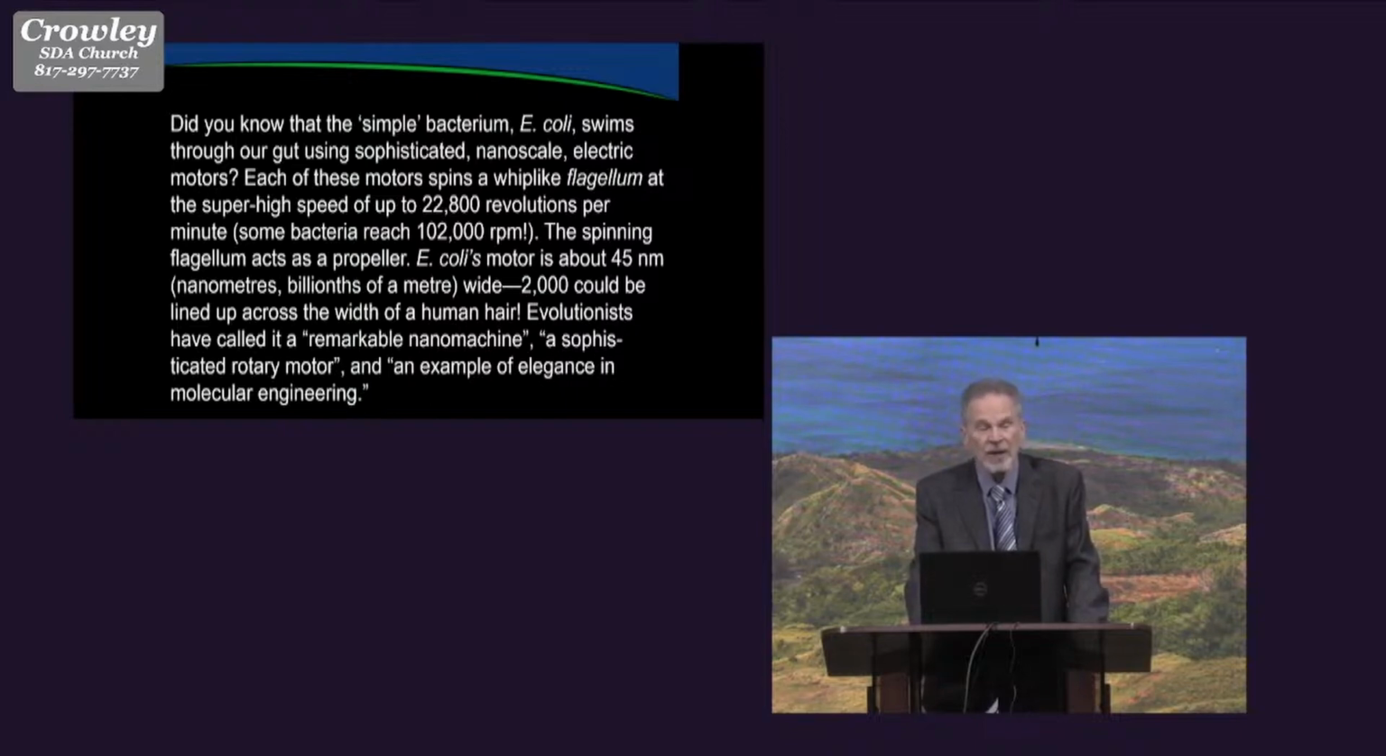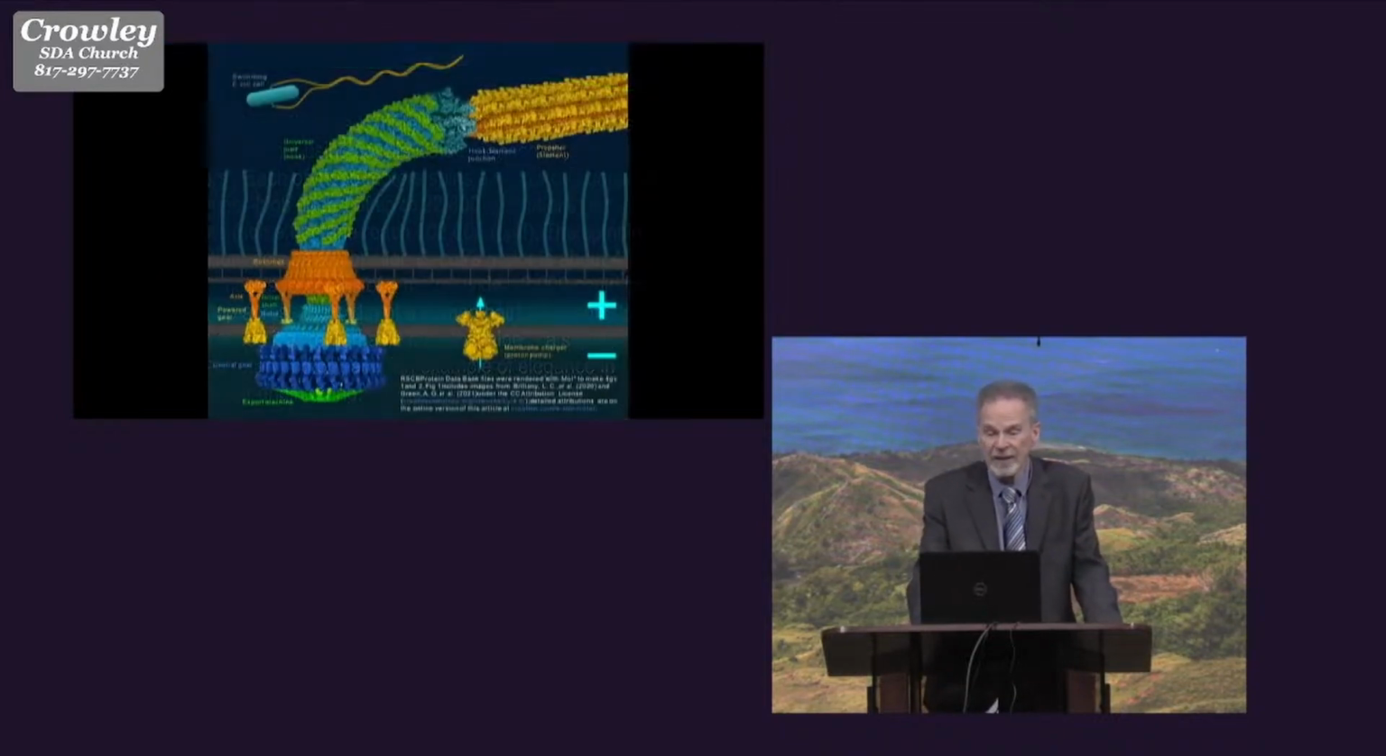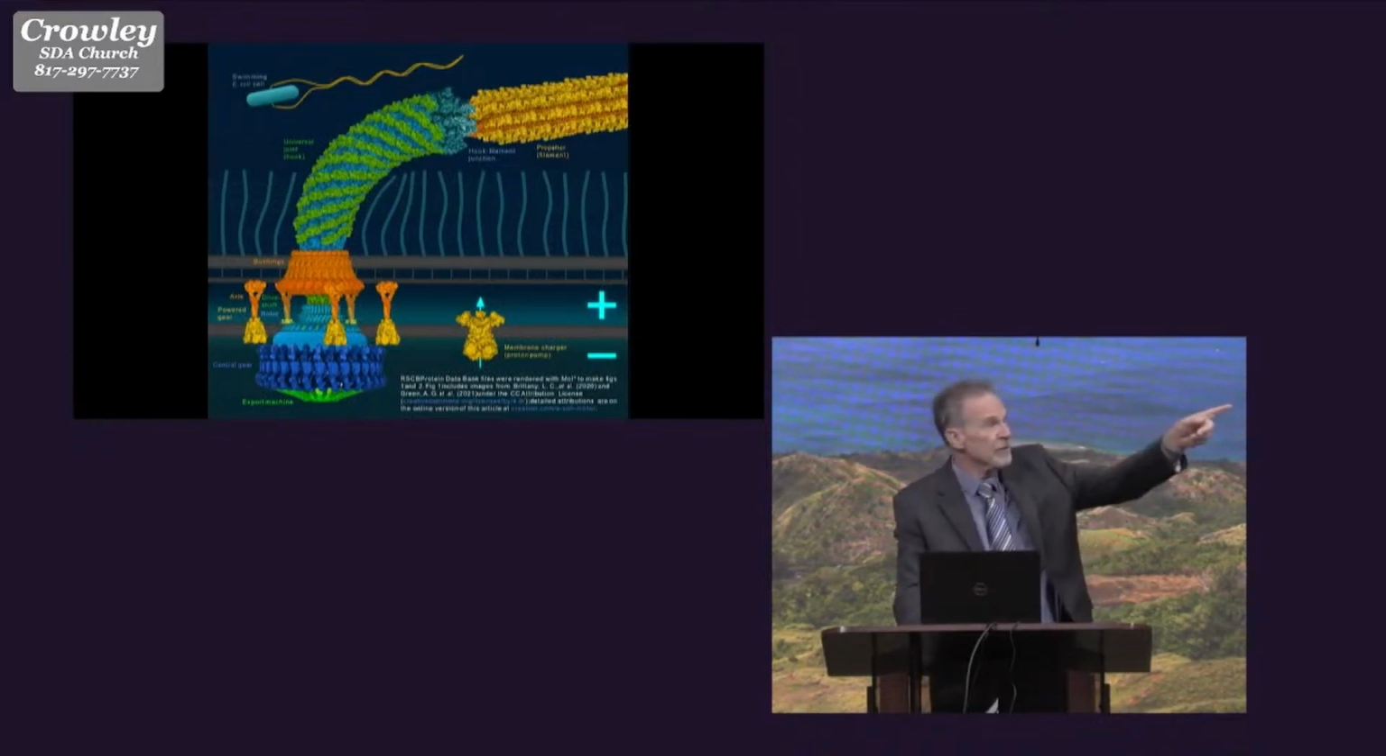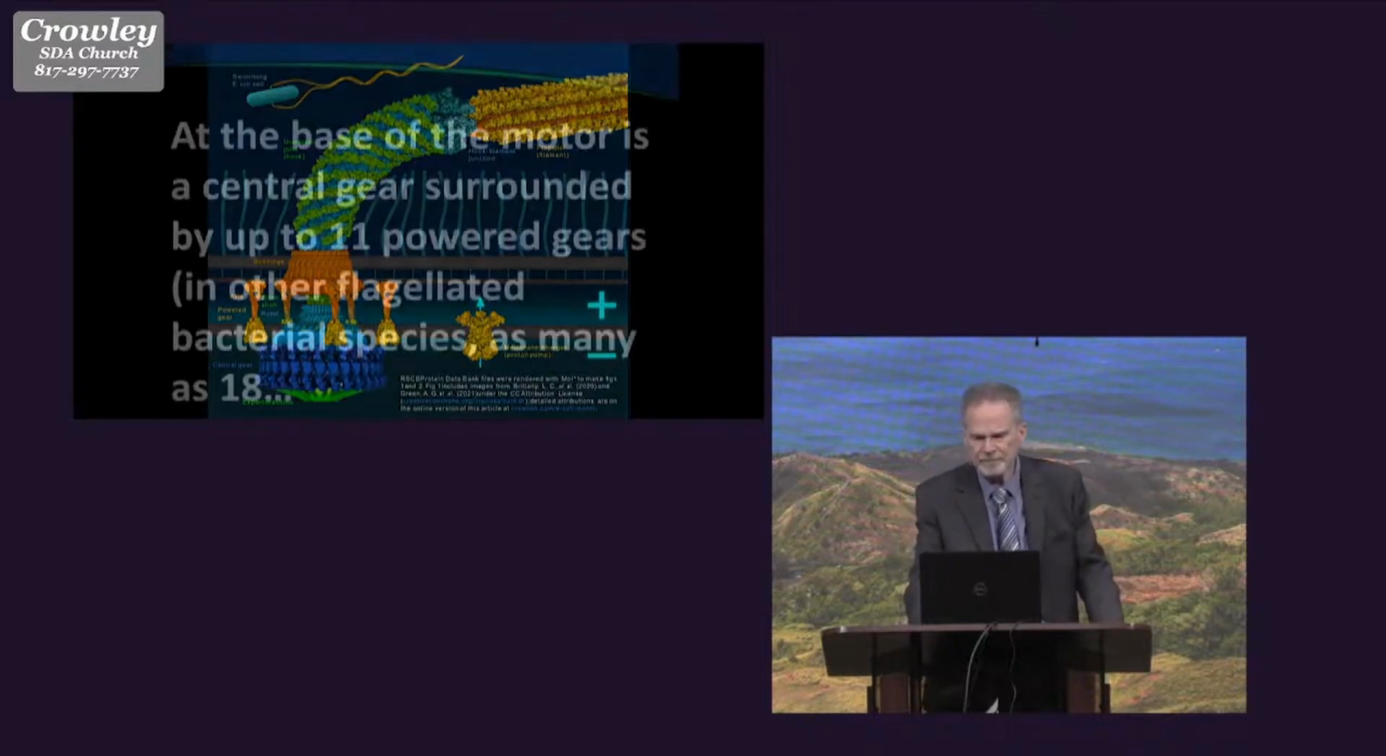102,000 revolutions per minute. 2,000 of these little hairs could line up across the width of a human hair. They're that tiny. It took really powerful electron microscopes to figure out their detail, their construction. There's 40 different parts that go into this. Each different color is a different type of protein that assembles to make this thing.